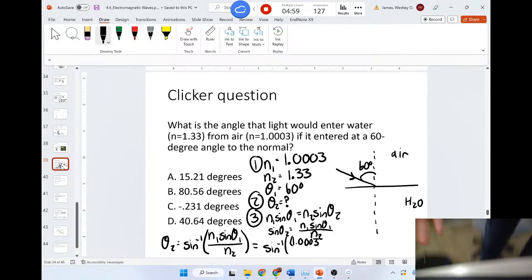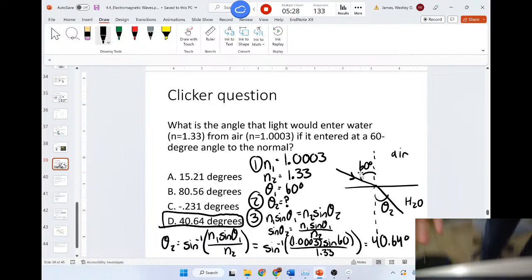1.0003. It doesn't change the answer that much to put all those decimals, but might as well. Sine of 60 divided by 1.33. You plug that into your calculator and you get 40.64 degrees. Which, so there you go, you can change your answer. You got a handful of seconds. We'll go to 5:30. Which is smaller than 60.